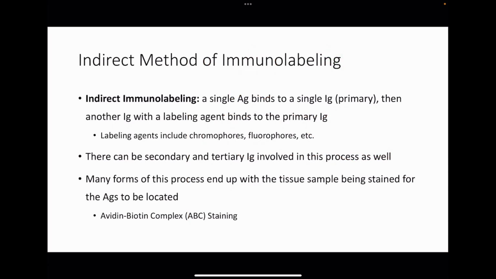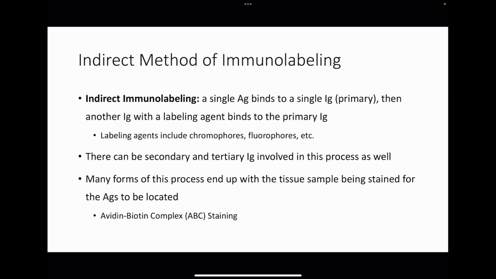Moving on to the more popular form of immunolabeling, the indirect method. This is the one that's used more so in labs for testing and staining and all sorts of things like that. But indirect immunolabeling happens when you have a single antigen and you bind that to a single antibody. We'll call it the primary antibody. And then you take another antibody or a third antibody or something like that with a labeling agent, whatever is the last in that chain, has the labeling agent, and you bind it to that initial antigen antibody complex, and some sort of reaction will occur.